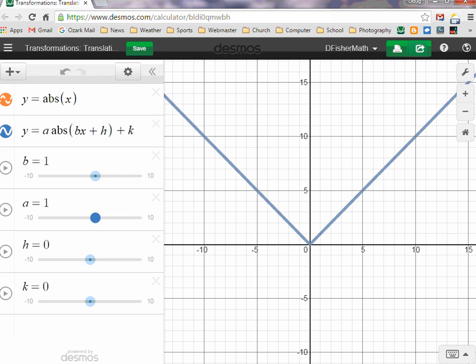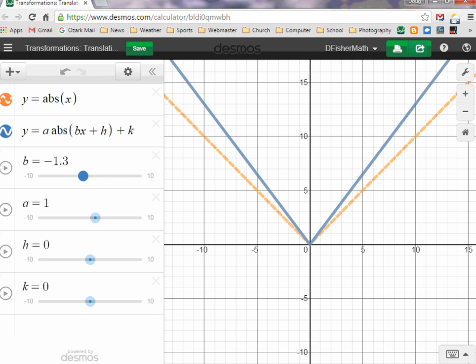So right now my b is 1. Now I'm going to get it to a negative 1. It's going to change something when I get there because I'm manipulating it. But when I get to negative 1, it's exactly the same thing, isn't it?